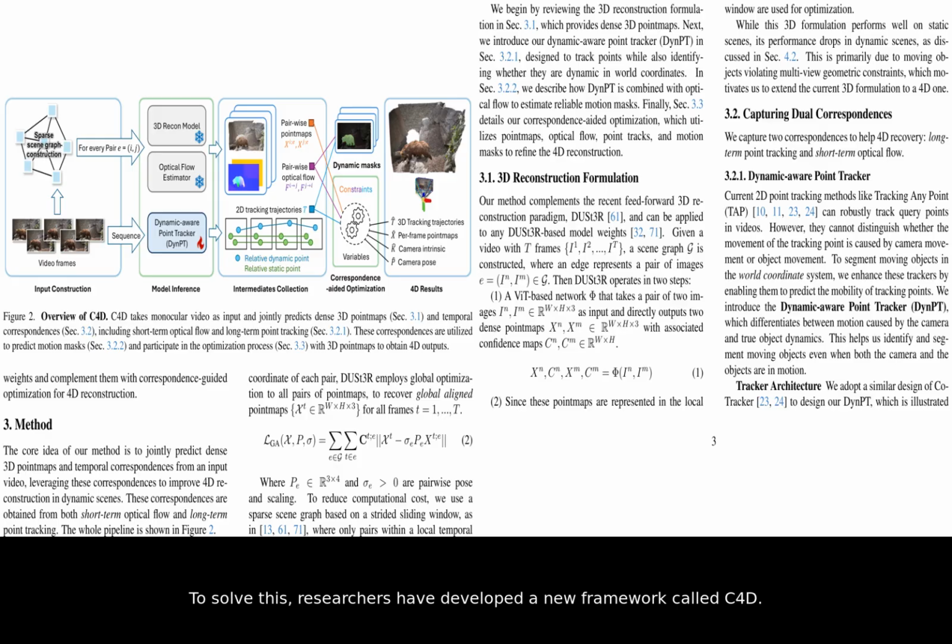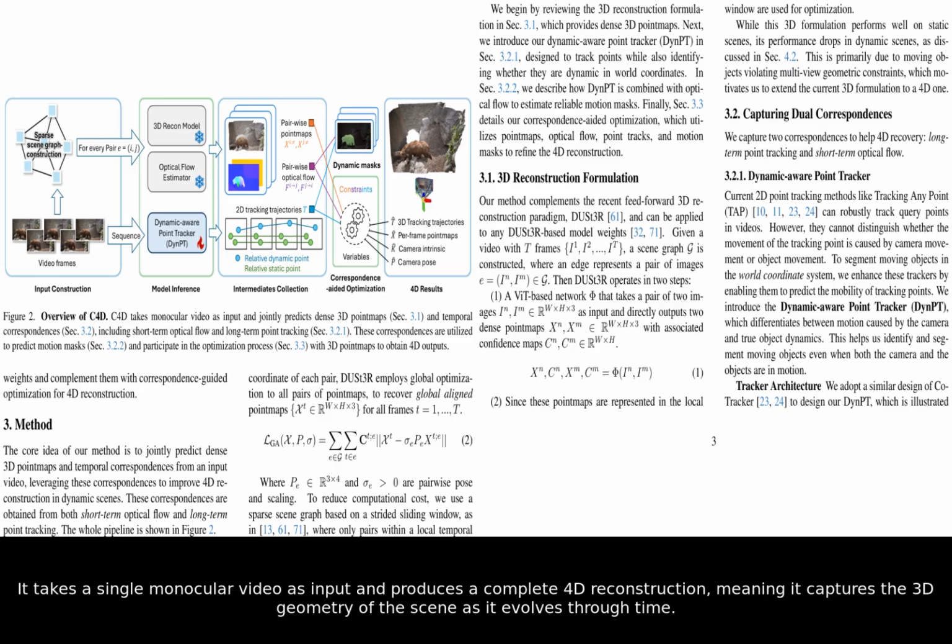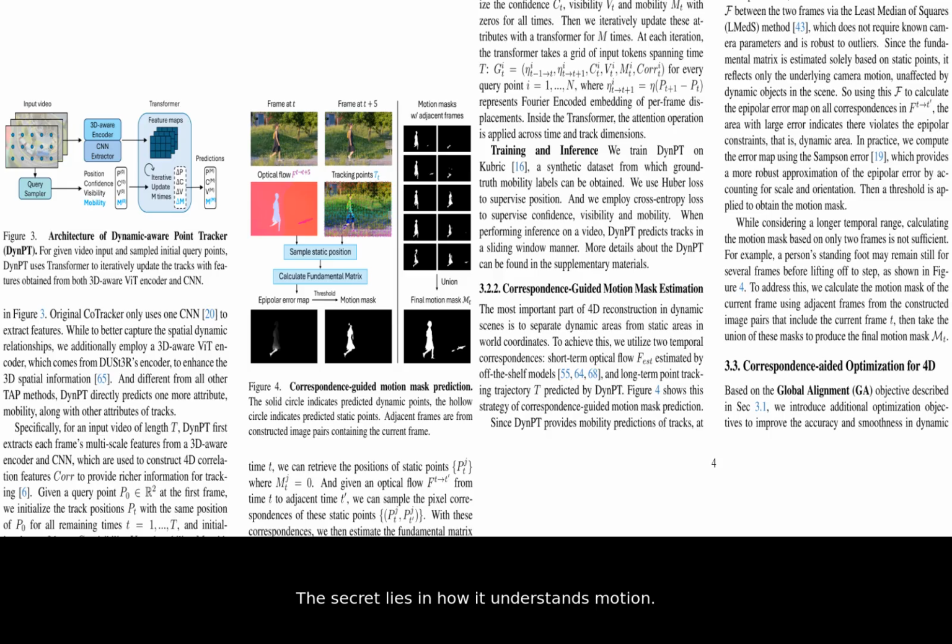To solve this, researchers have developed a new framework called C4D. It takes a single monocular video as input and produces a complete 4D reconstruction, meaning it captures the 3D geometry of the scene as it evolves through time. The secret lies in how it understands motion. It uses a special component they created called a Dynamic Aware Point Tracker, or DynPT.